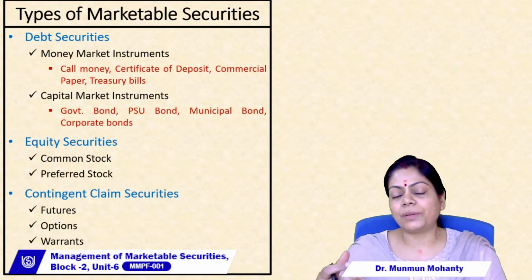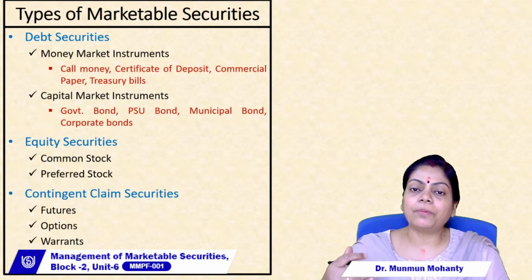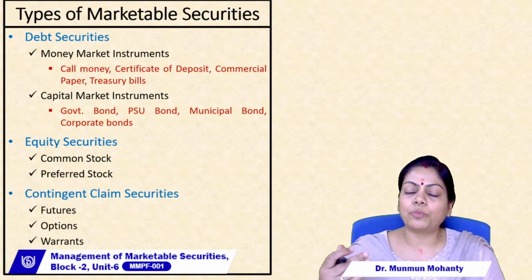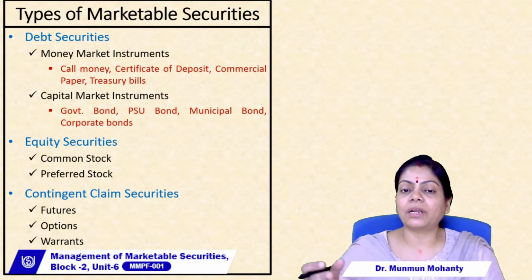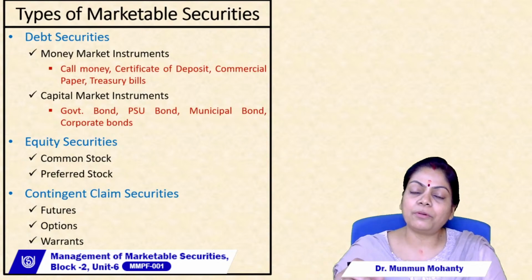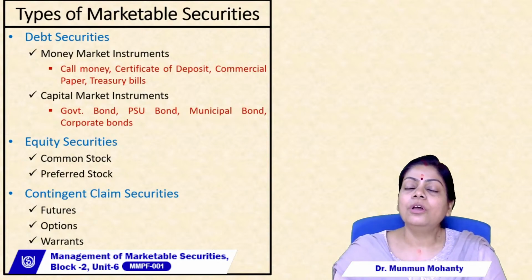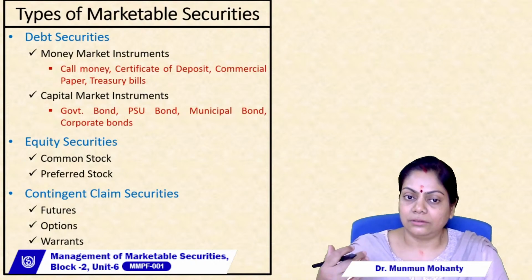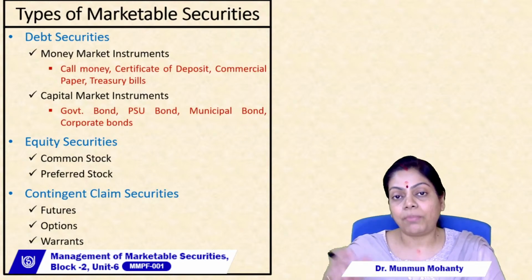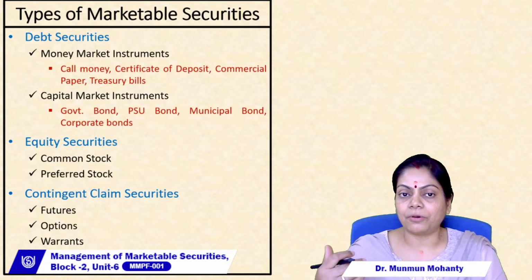Corporates approach the commercial paper market when they have short-term requirements. They come to the commercial paper market when they have surplus funds to park, and they buy commercial paper. When they require funds, they sell commercial paper.